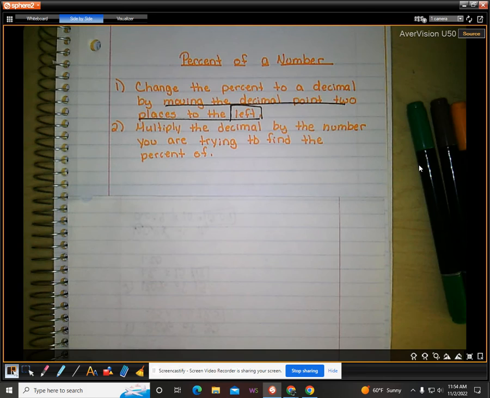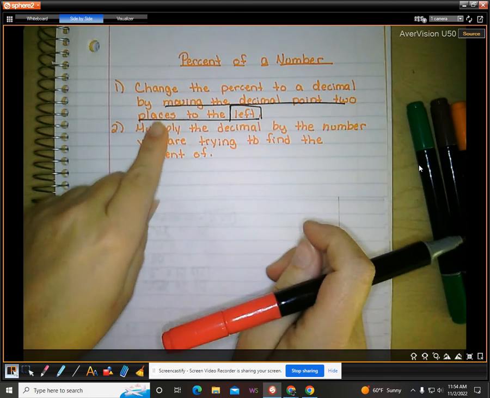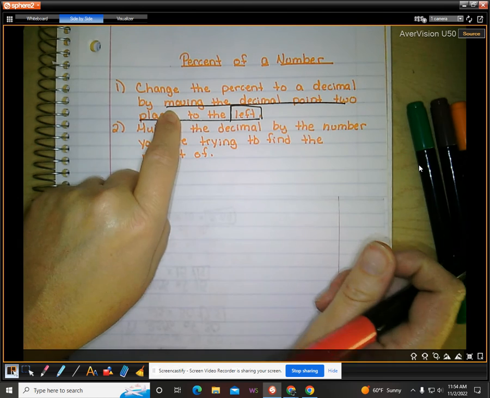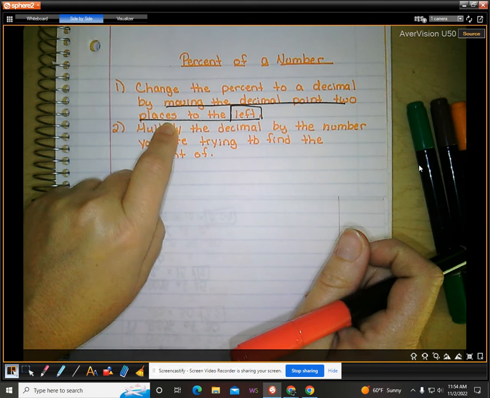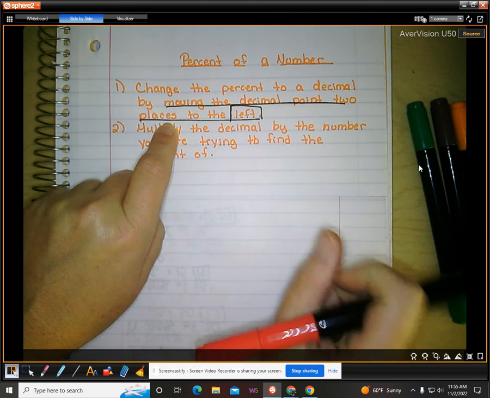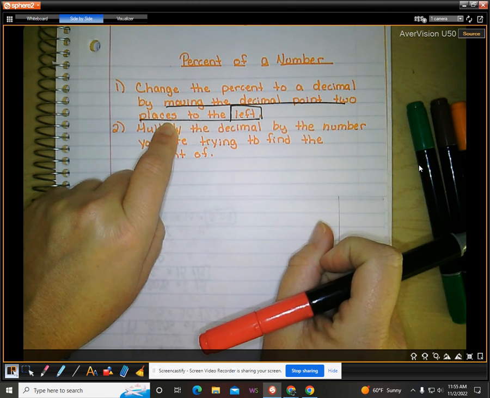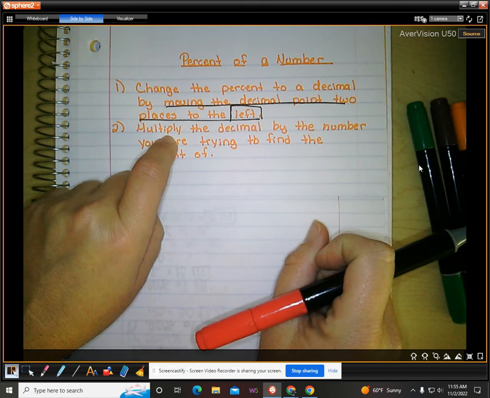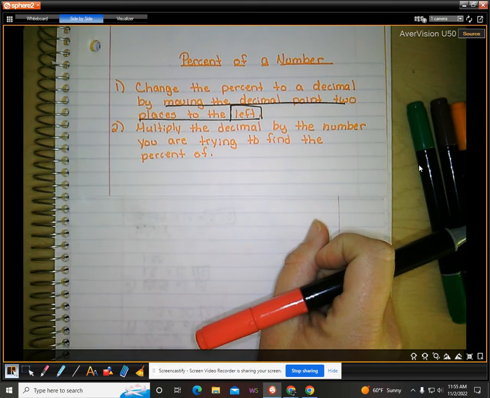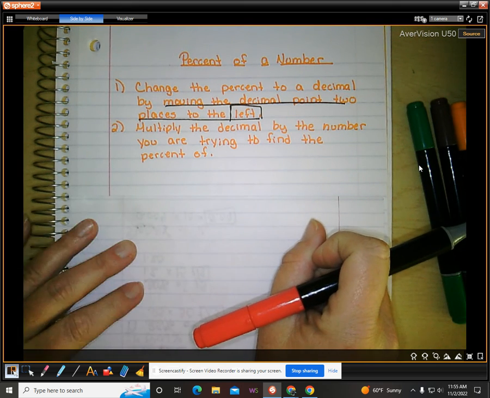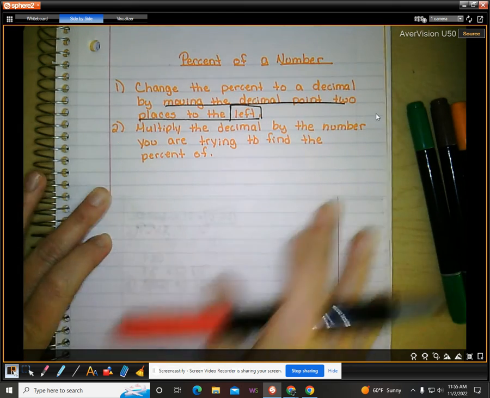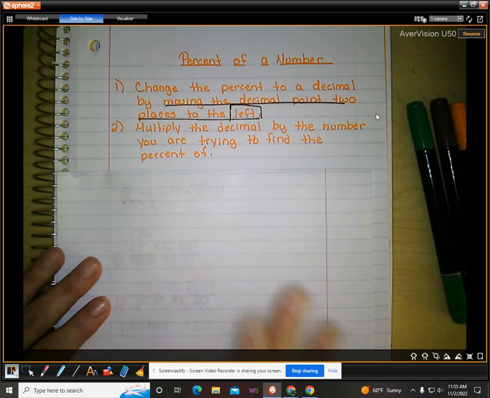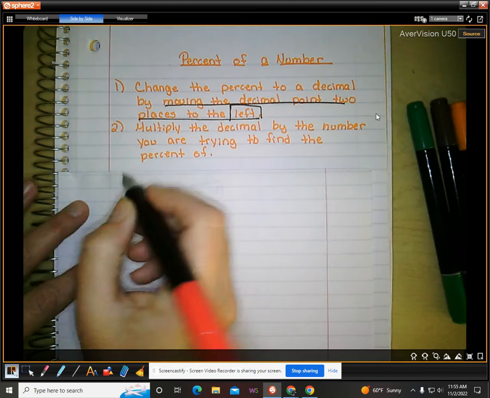So when we're finding the percent of a number, you have to change the percent to a decimal, and I reminded you how we do that: simply by moving the decimal point 2 places to the left. That should sound very familiar. Then, once you change the percent to a decimal, you multiply that decimal by the number you're trying to find the percent of. Again, it's just review. So we're going to look at 3 different examples with 3 types of decimals.